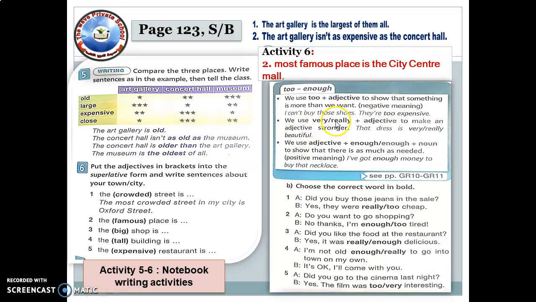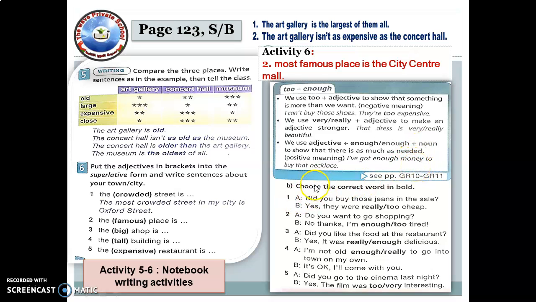We use very or really plus a describing word to make an adjective stronger, like that dress is very beautiful, or that dress is really beautiful. We use adjective plus enough, plus the noun to show that there is as much as needed. For example, I've got enough money to buy that necklace. Now, the adjective actually is got, and then enough is used, and then the noun is money.